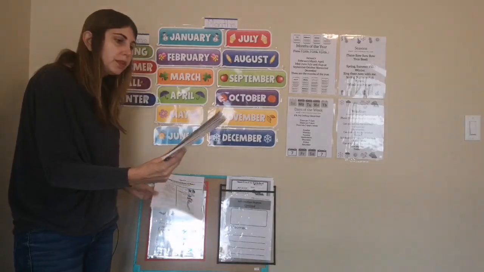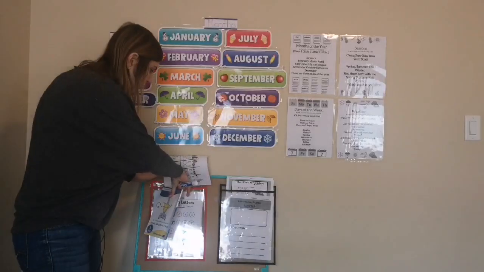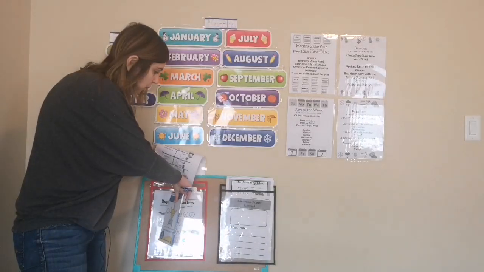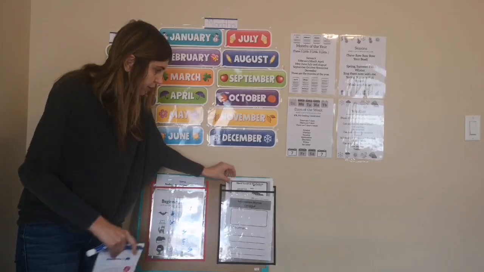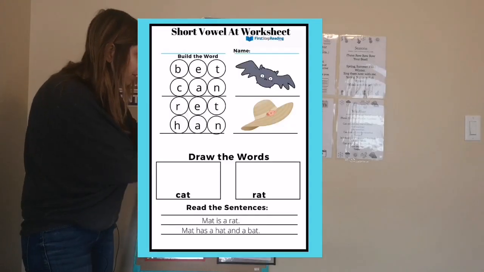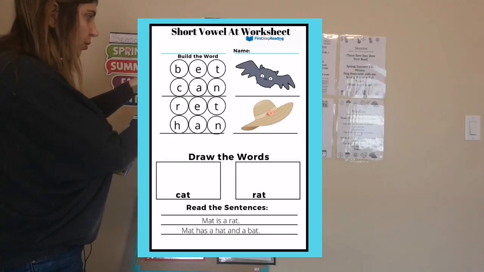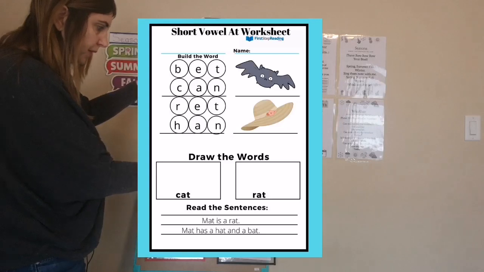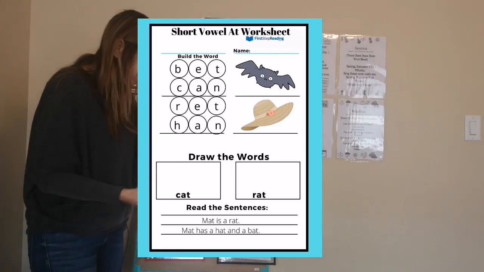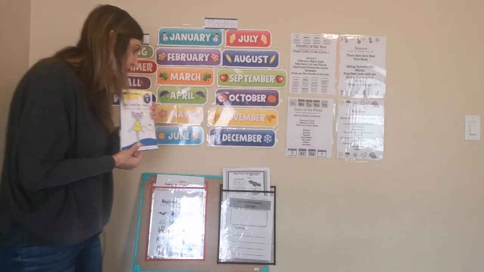Book one. You can watch your three-letter blending videos on at words. And you can do your short vowel at worksheet, where you build the words, you read the words and draw the pictures, and you read the sentences on the bottom. Okay, this is our phonics work for this week.